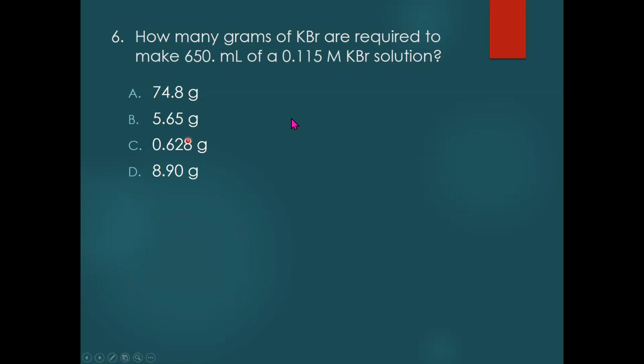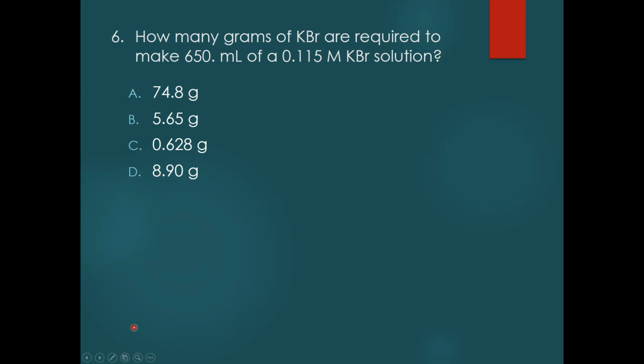Now in number 6, how many grams of KBr are required to make 650 mLs of a 0.115 molar solution of KBr? So we have the molarity and we've got the volume. Anytime you have molarity and a volume, because molarity is moles over a liter of solution, you've got moles and volume. So if I've got molarity and volume, I can get moles.